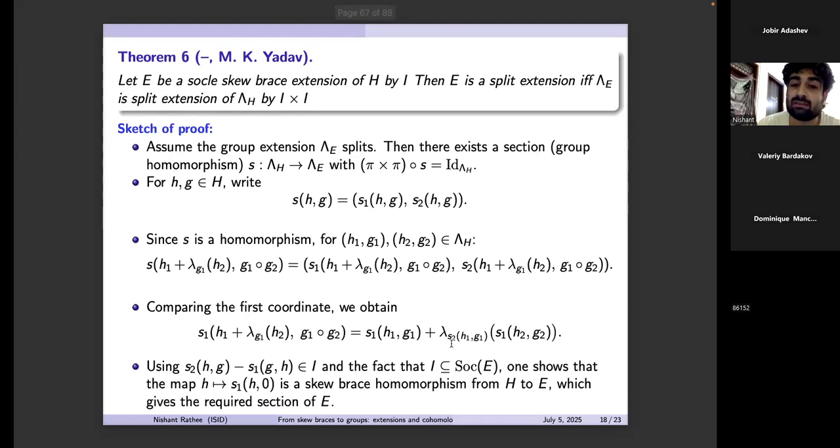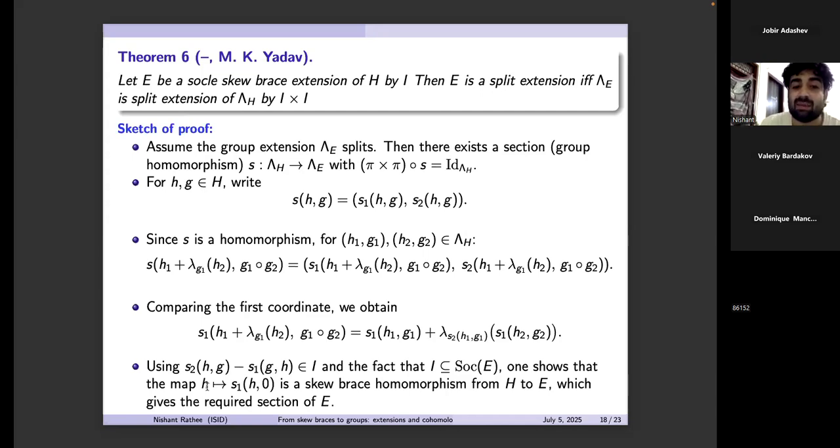You can do this by utilizing the fact that S2(h,g) minus S1(h,g) will always be in I, because when you apply π to S2(g,h), you will end up with g, and when you apply π to S1(g,h), you will also end up with g. So this will always be in I, and we know that I is in the socle of E. So you can actually replace this S2 by S1. Of course, this requires some more manipulations, but this is a sketch of the proof.